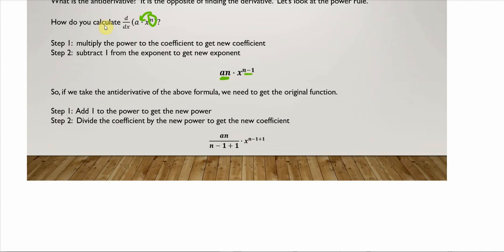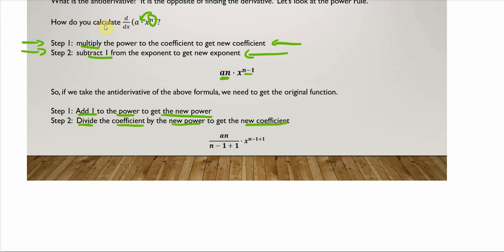Now, the antiderivative is actually going to be the opposite of these 2 steps. Now, don't do the opposite of step 1 and then step 2. You actually have to do it in reverse order. We're going to do the opposite of this guy and then do the opposite of this guy. So the first step, instead of subtracting 1, we're going to add 1 to the power to get the new power. And then finally, instead of multiplying, we're going to divide the coefficient by the new power to get the new coefficient.